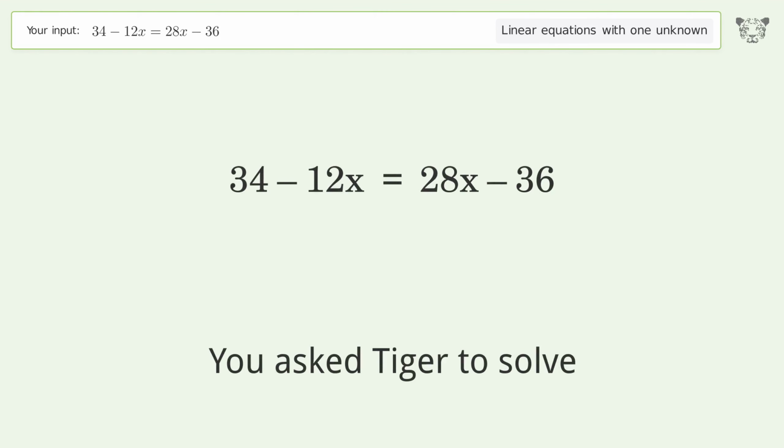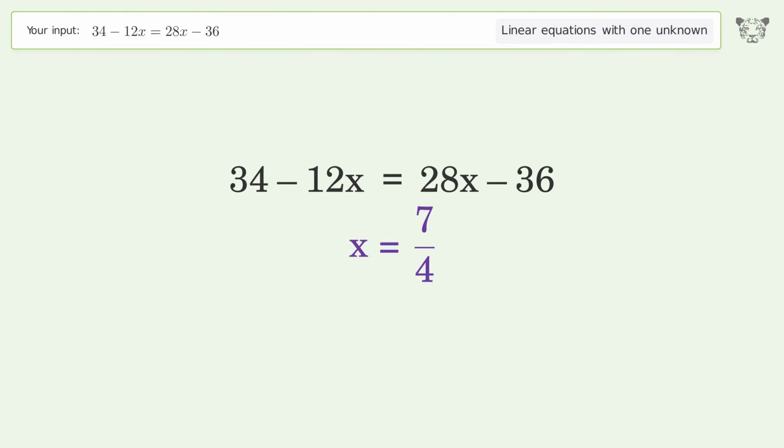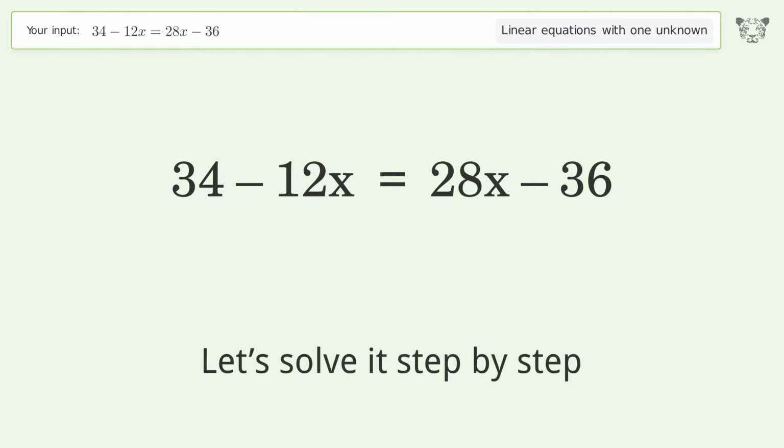You ask Tiger to solve. This deals with linear equations with one unknown. The final result is x equals 7/4. Let's solve it step by step.